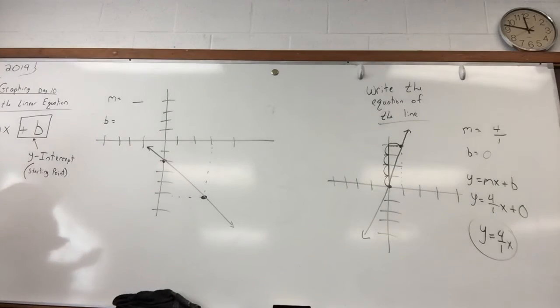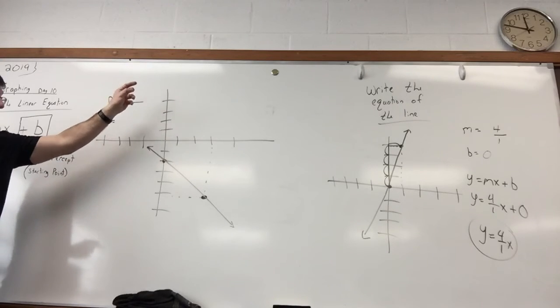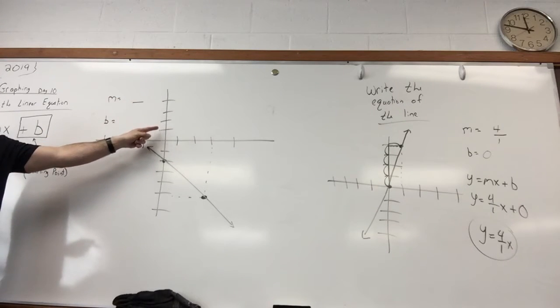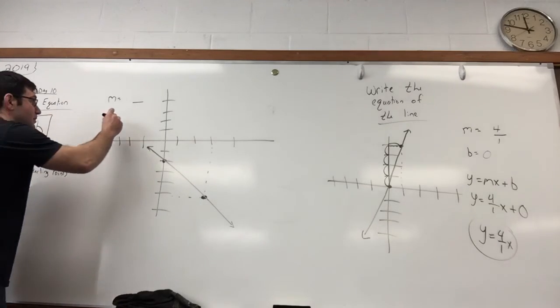Which is easier to find, my slope or my y-intercept? Well, for me it's the y-intercept. Yeah, me too. So y-intercept is where it crosses the y-axis. So where does it cross the y-axis? At what number? -2. Very good.